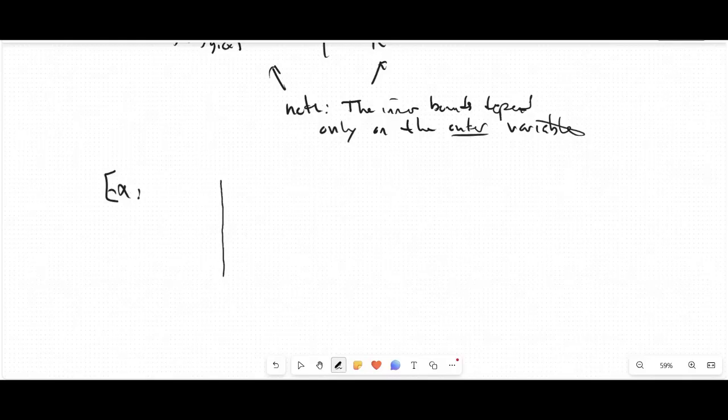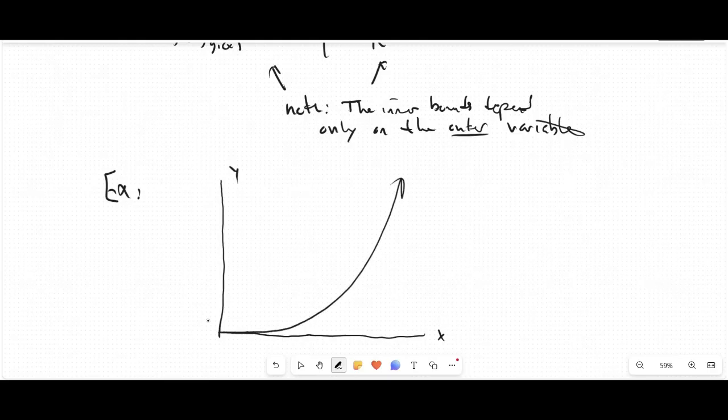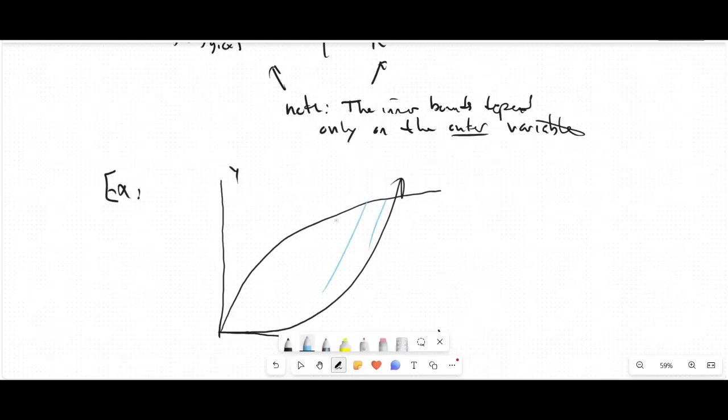This is just for describing a region, so we're not setting up an integral yet. Let's say that this is x and this is y, and here's one line, and here's another line. And let's go between the two of them. Let me just ask you, does it look like this is a type 1 region or a type 2 region? Trick question, it can be both.